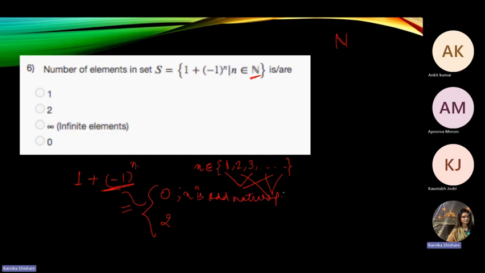This we have to write completely, right? This is the base on which we are deciding the answer. So this has to be written completely. 2 when n is an even natural number. Okay? So the number of elements in it. So it is this.